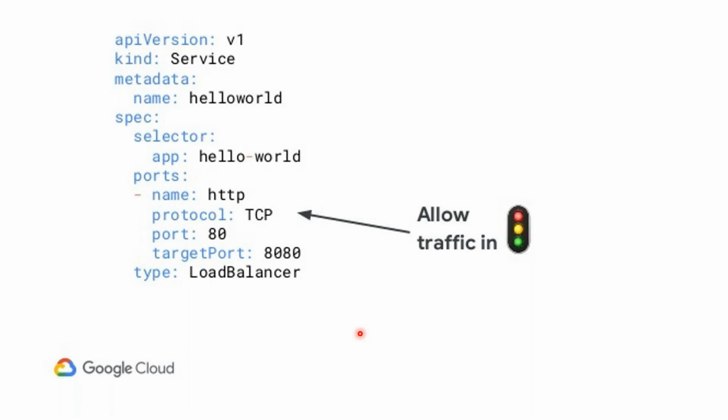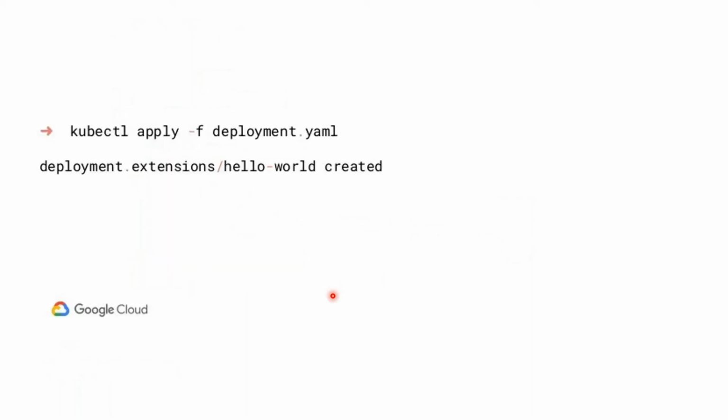Fine. So this is another application. See here, version 1, service. Okay, type load balancer. Next one is, whenever you want to deploy any application, this is the command: kubectl apply -f deployment.yml. So for example, if you want to deploy any application, okay, this is the command to deploy the application. So this is the application created.